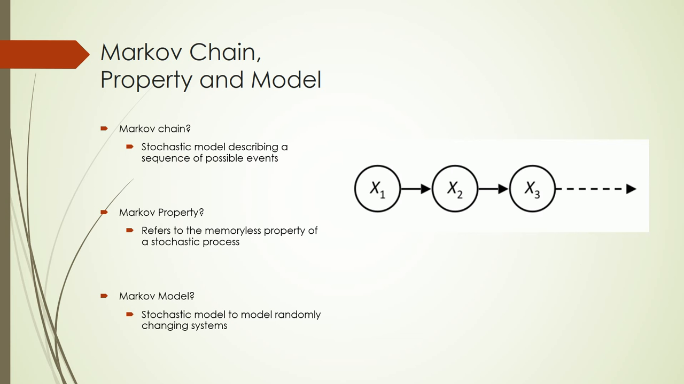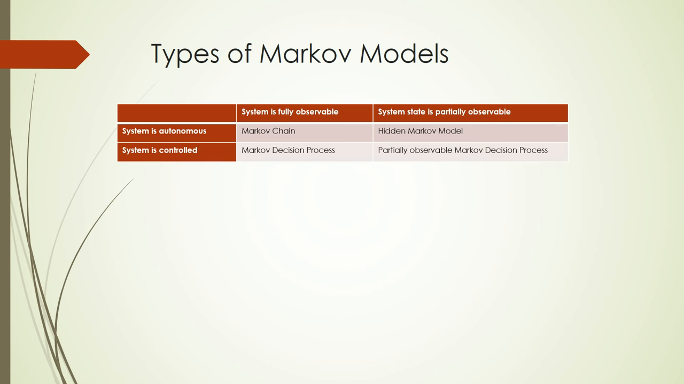Now, since we have the terms clear, let's go ahead and talk about different types of Markov models. There are 4 common Markov models which are used in different situations, and it depends on whether every sequential state is observable or not and whether the system is to be adjusted on the basis of observations made. So these are the 4 types of Markov models.